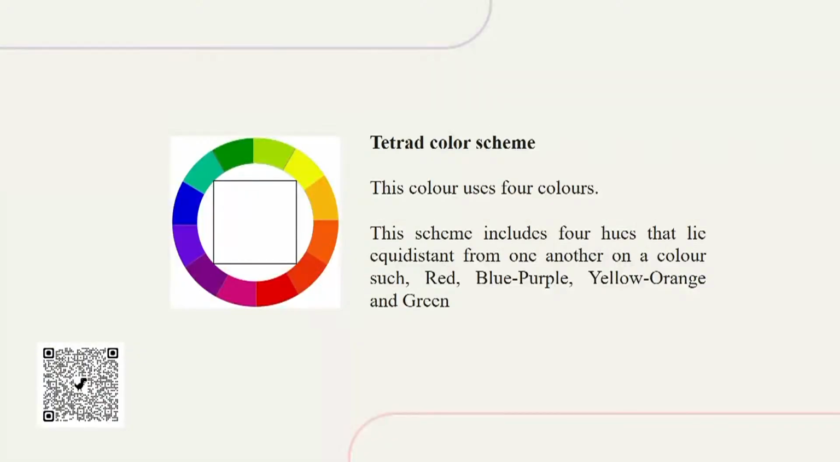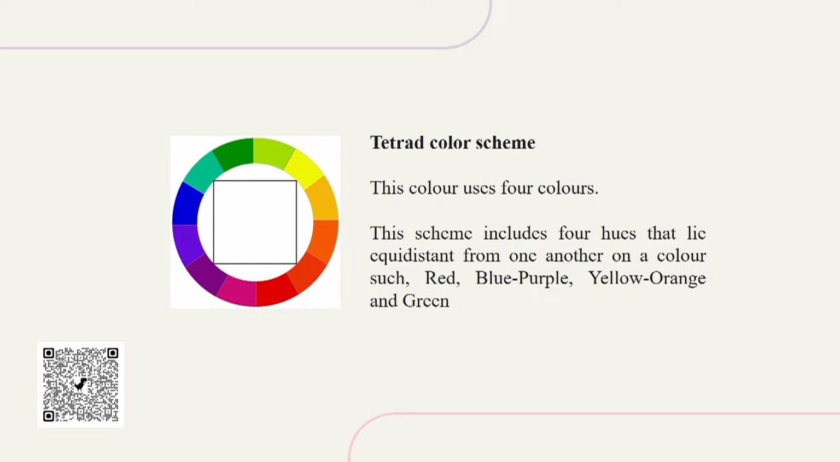Similar to this, the next color scheme is the tetrad color scheme. The word tetra represents 4, and therefore this color scheme uses 4 colors. This scheme includes 4 hues that lie equidistant to one another on the color scheme, such as red, blue purple, yellow orange and green.